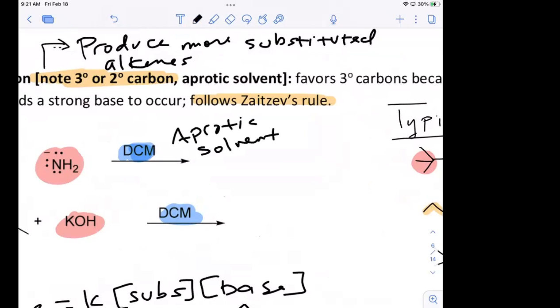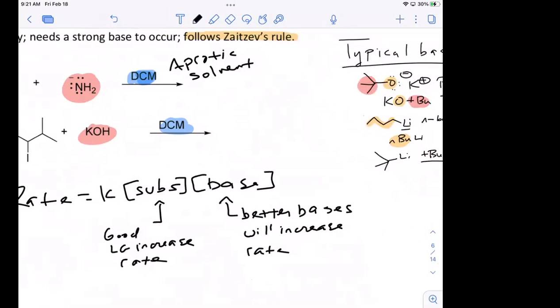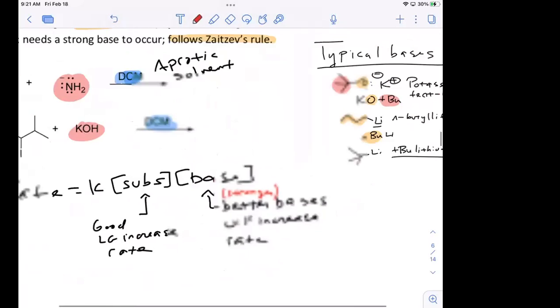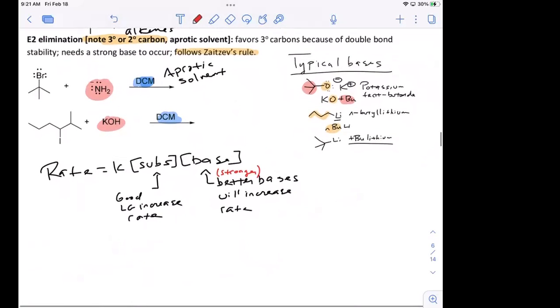I have a question. Go ahead. When you wrote down better bases for the rate, are you saying like the stronger the base is? Yes. So the stronger your base is, the more the rate is going to be increased, because a stronger base can do proton transfer with the substrate faster than a weaker base would. Okay. So let me put that in. That's a good question. Great question. All right, so stronger bases increase the rate. Good leaving groups increase the rate.